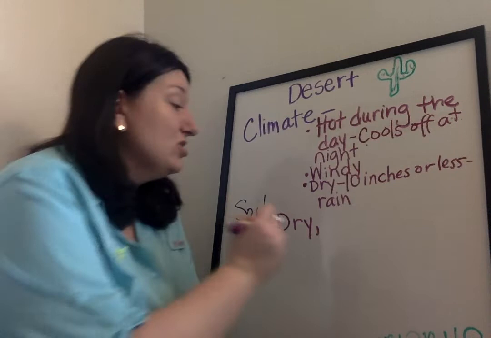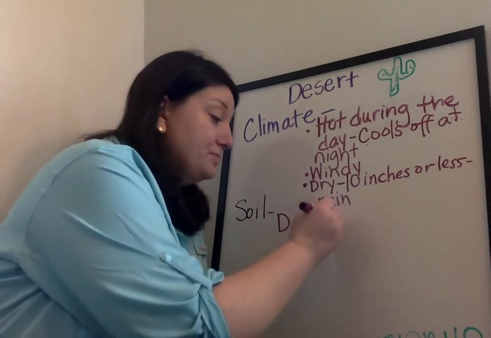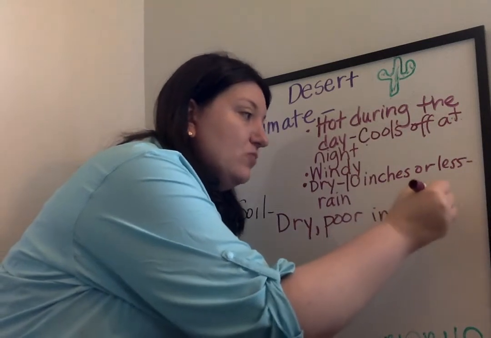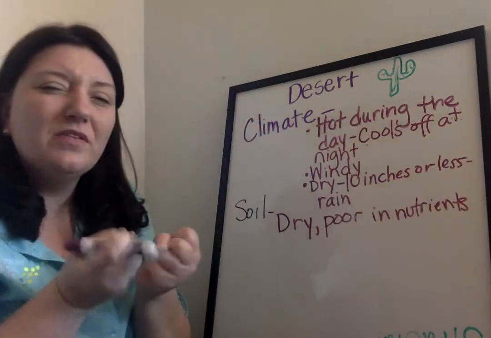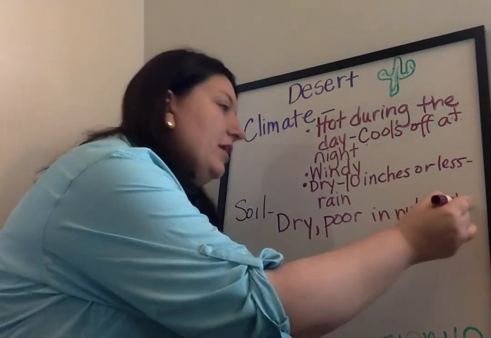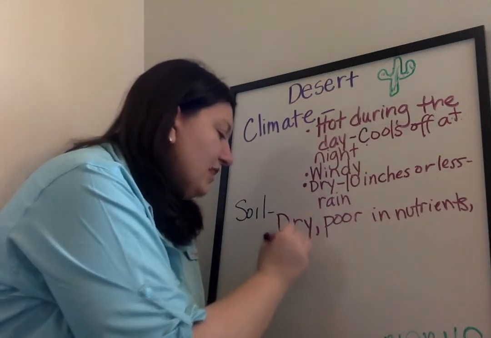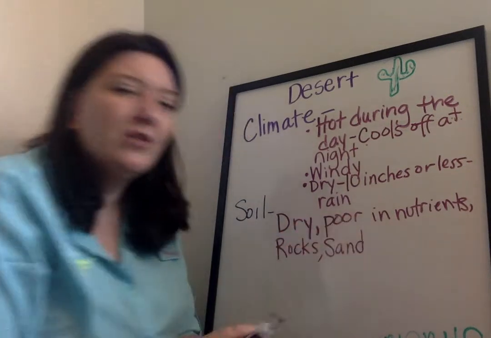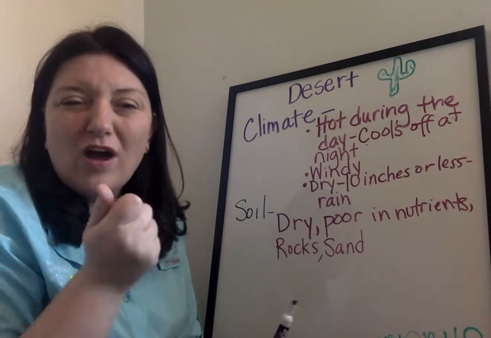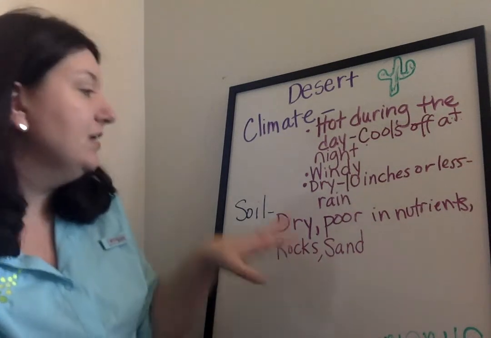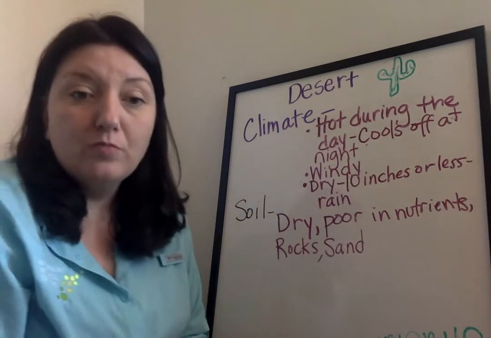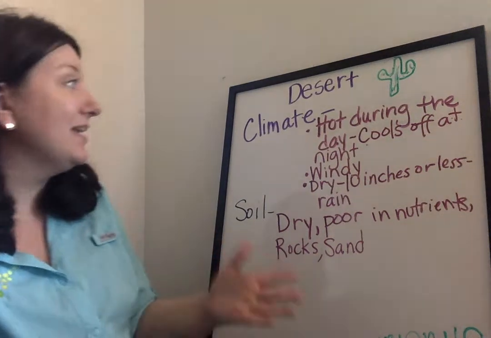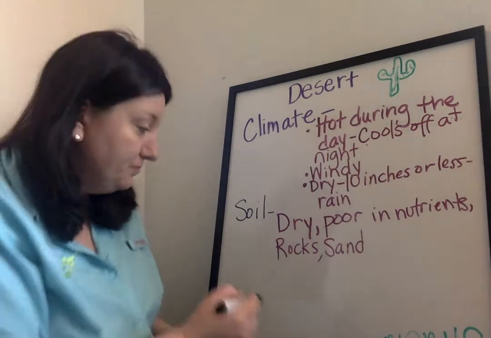So the soil is very poor in nutrients. So not a lot of nutrients down in the soil that those plants can use to grow. And then of course there's probably a lot more stuff like rocks and sand in their soil than there is good decomposing, rotting organic matter like there is here in Kentucky. So the soil is dry and poor in nutrients. So we have to think about some different kinds of plants that we might find in the desert.